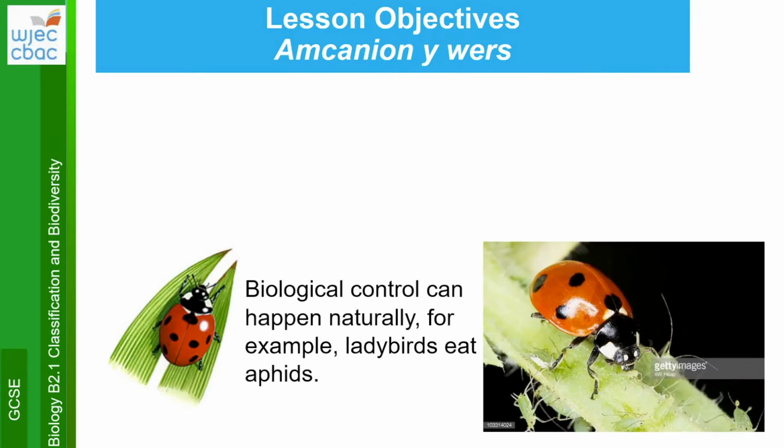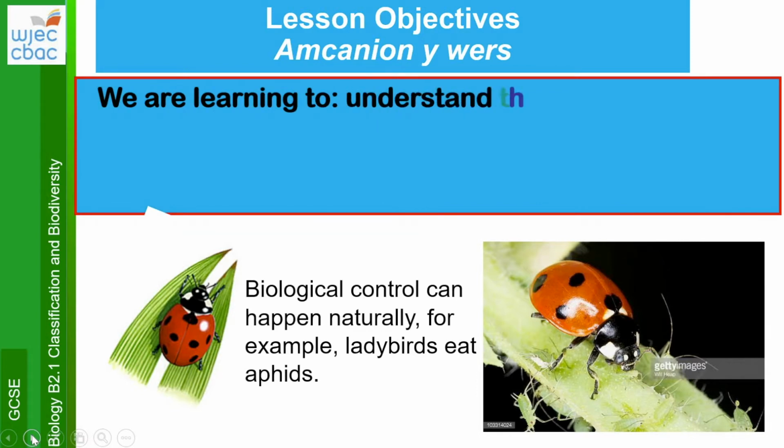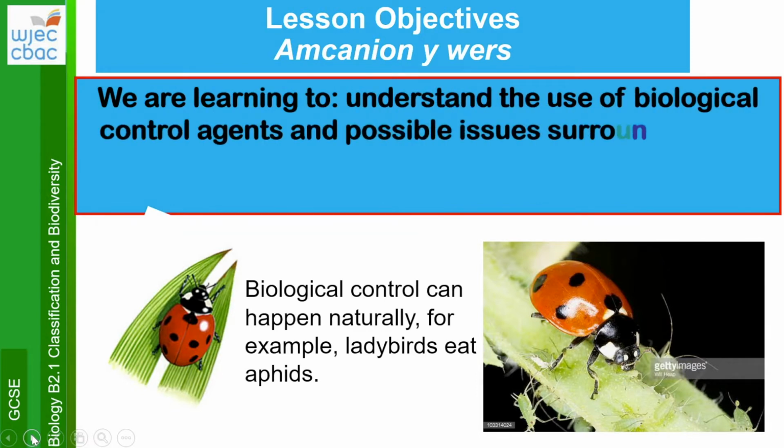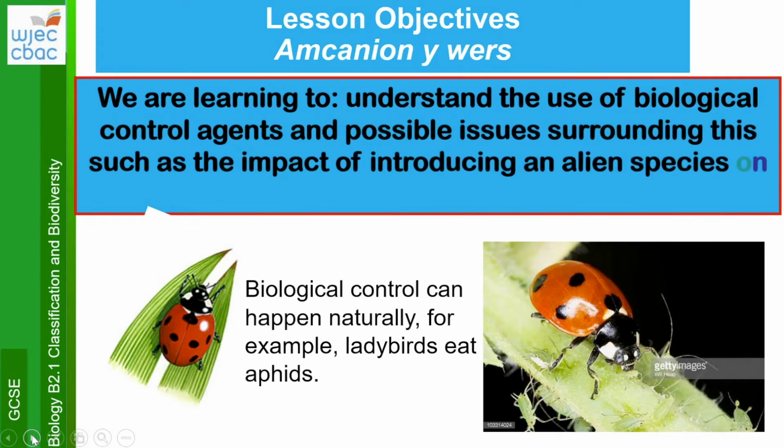So this is lesson 10, the final lesson in the booklet, unit 2.1 on classification and biodiversity. The lesson objectives for this lesson are learning to understand the use of biological control agents and possible issues surrounding this, such as the impact of introducing an alien species on local wildlife.